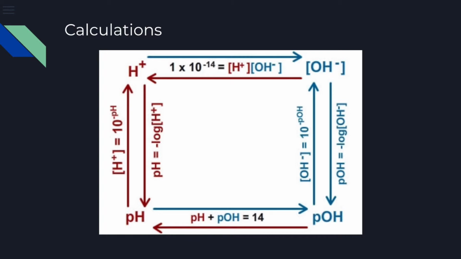To convert between the concentration of hydrogen ions and the concentration of hydroxide ions, use the formula that says the concentration of hydrogen ions times the concentration of hydroxide ions equals 10 to the negative 14th. If you are given the concentration of an ion, take the negative log of it to find the pH or pOH, depending on the ion. To find the concentration of an ion from pH or pOH, set 10 to the negative pH or pOH. We will do some examples.